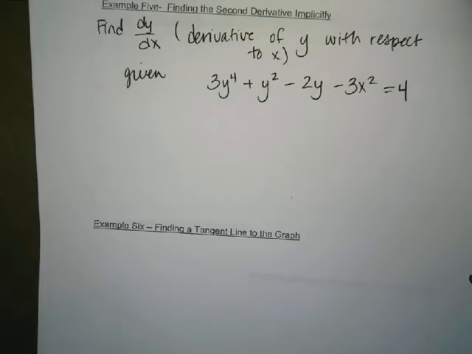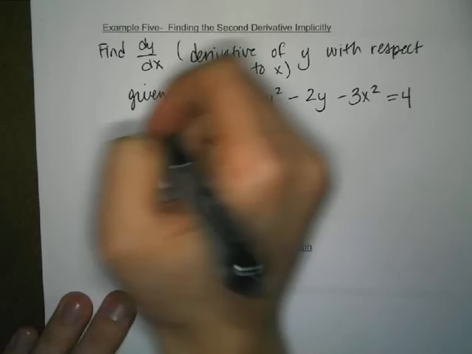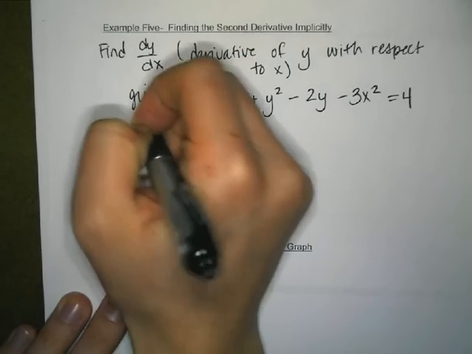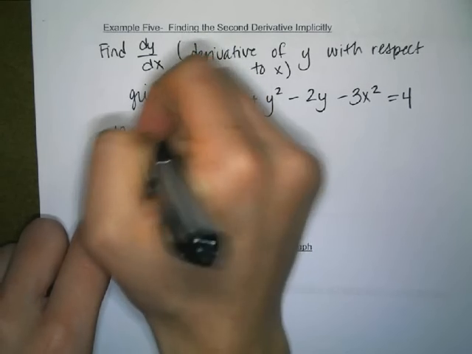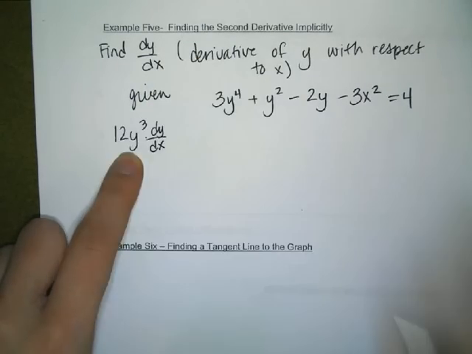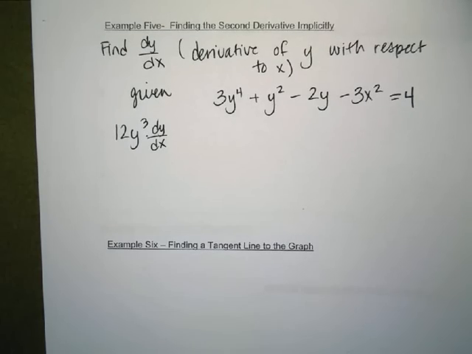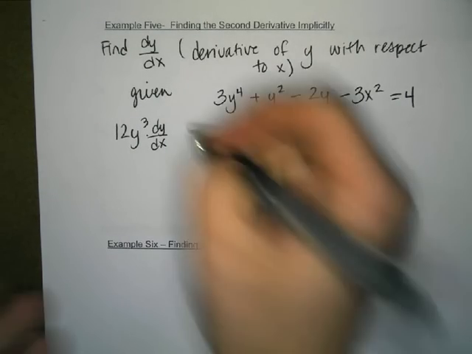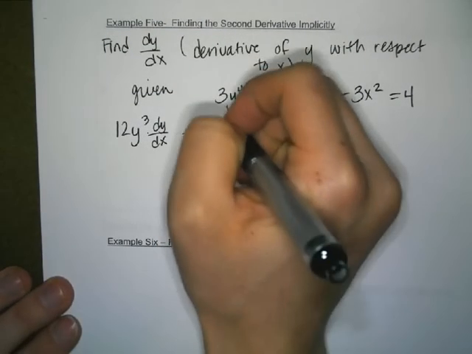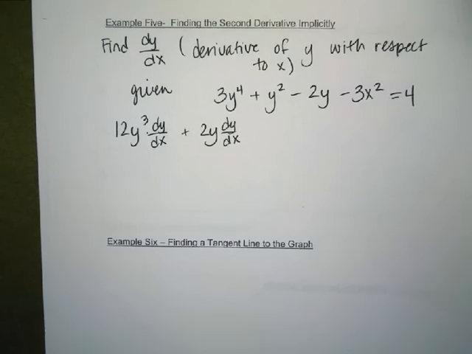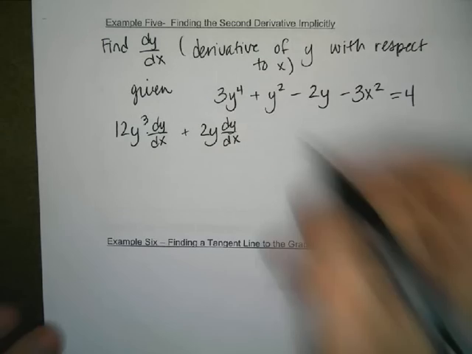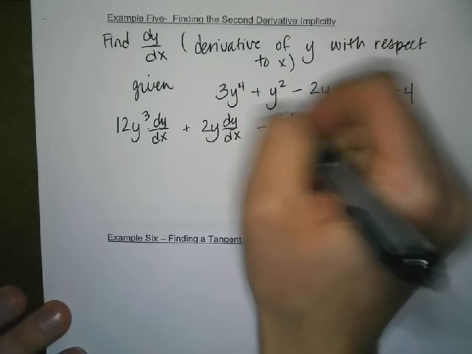So when you take the derivative of 3y to the fourth, what's the derivative of 3y to the fourth? 12y cubed. Yeah. Since you took the derivative of a y term, then you have to include dy over dx. Derivative of y squared would be 2y, but again, you have to include dy over dx because you took the derivative of a y term. The derivative of negative 2y would be negative 2, but again, include that dy over dx.